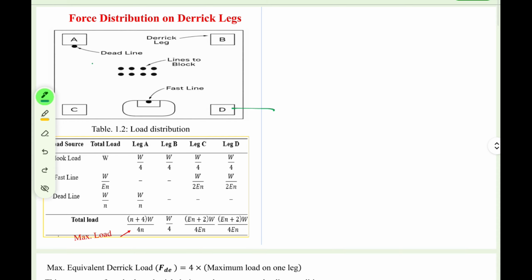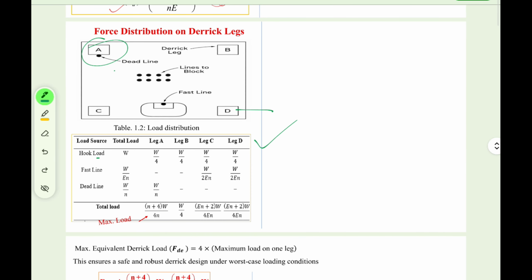Second case, when the dead line is attached to the opposite of the fast line. In this case we are assuming A, B, C. So for this case this table is there, right? Now we need to understand that on a hoisting system there are only three loads acting. That load could be the hook load, the fast line load, and the dead line load. These are the three loads acting on the rig floor, or you can say on the derrick.